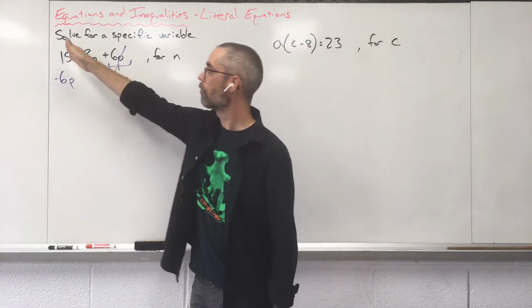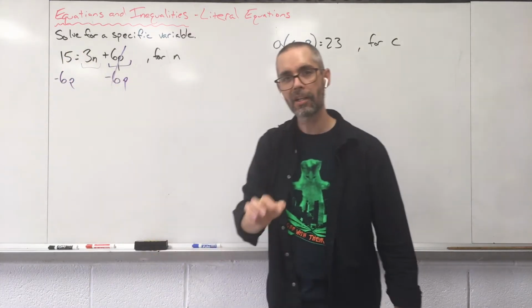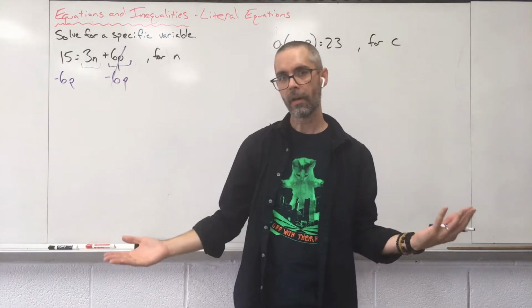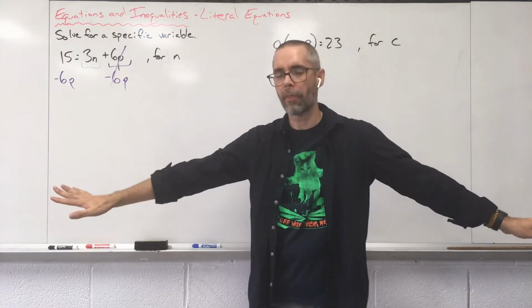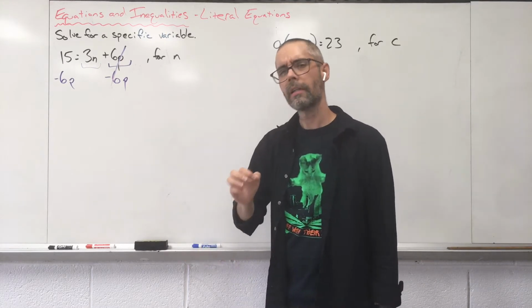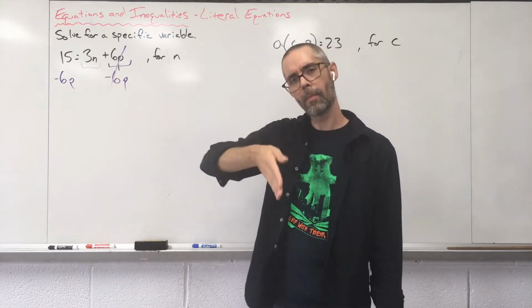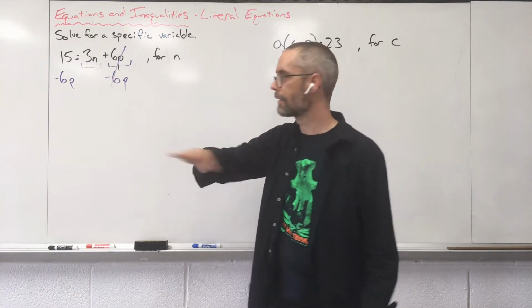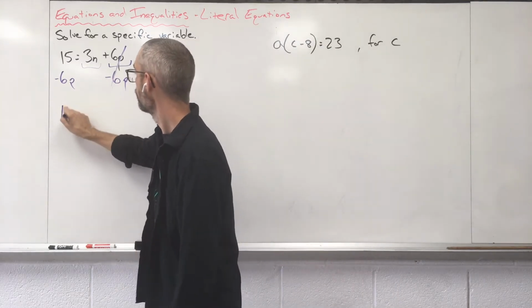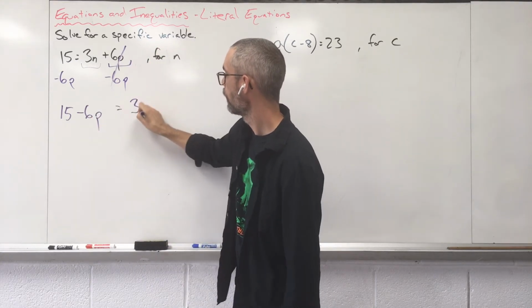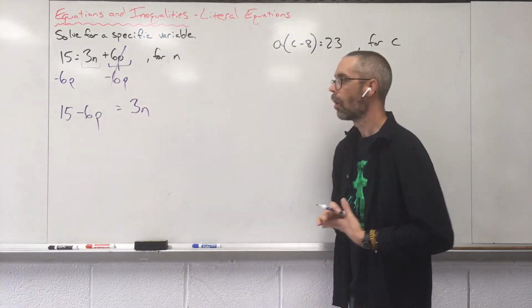Now, we just created a subtraction problem, and I cannot combine 15 and the 6 together. One's got a p, one doesn't. They're two totally different things. So we're going to leave them as two totally different separate items. But instead of leaving them up and down, we're going to write them side to side. 15 minus 6p. And we're left with 3n on the right side.